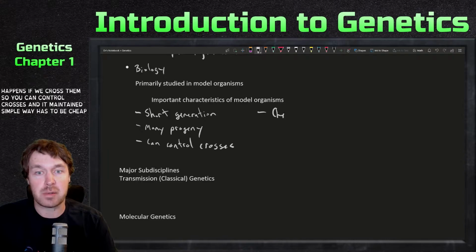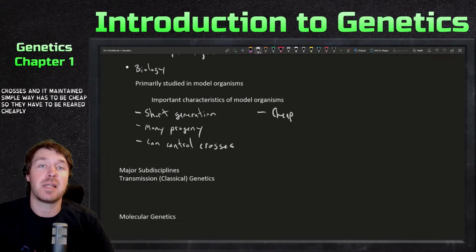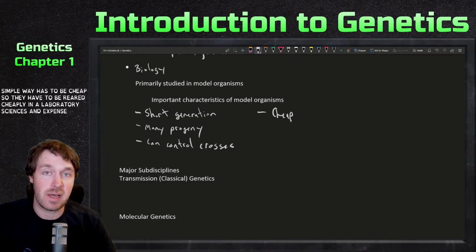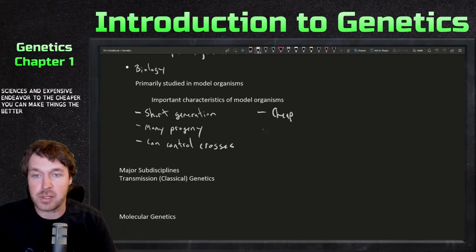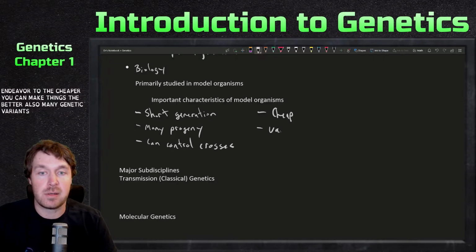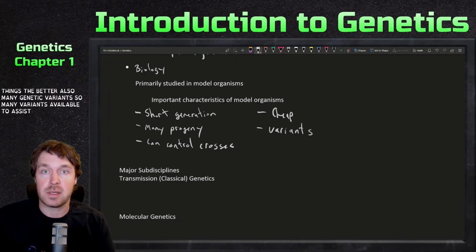It has to be cheap. So they have to be reared cheaply in a laboratory. Science is an expensive endeavor, so the cheaper you can make things, the better. Also, many genetic variants, so many variants available to assist in studying.